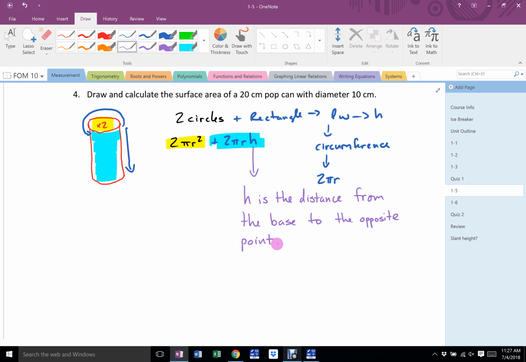In a pyramid, my base is the circle, yes? So the h always goes from the base shape to the opposite point, even if it's lying on its side. Is everybody good? Height does not mean up and down. It means distance between the base shape and the other end of your prism or pyramid. Good? Awesome. So now we can fill this in.